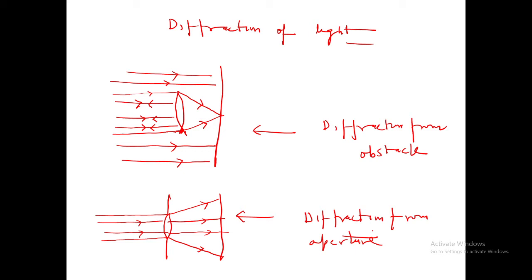Diffraction phenomena are divided into two categories: Fresnel diffraction and Fraunhofer diffraction. In Fresnel diffraction, the source and screen are very close to the diffraction obstacle or opening, whereas in Fraunhofer diffraction, both the source and the point of observation are at infinite distance from the diffraction obstacle or opening. Okay, so now I am going to proceed with Fraunhofer diffraction.